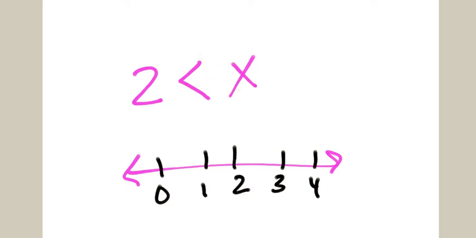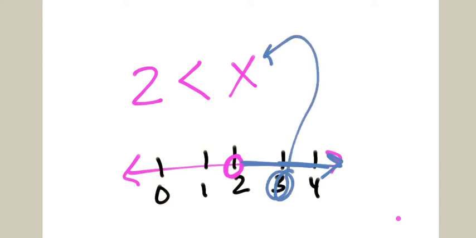So I'd find my 2. I'm going to put an open dot because I do not see the equal sign below. And I'm going to go in the opposite direction, to the right. And think about it: if you plug in 3 here, would that make sense? Yes, it would.